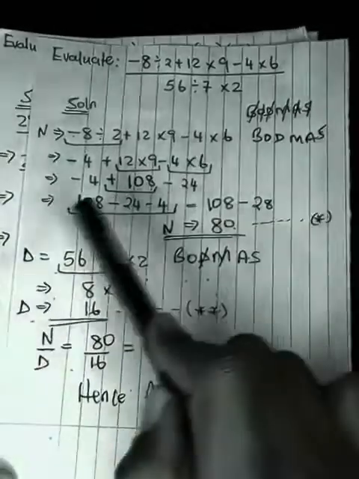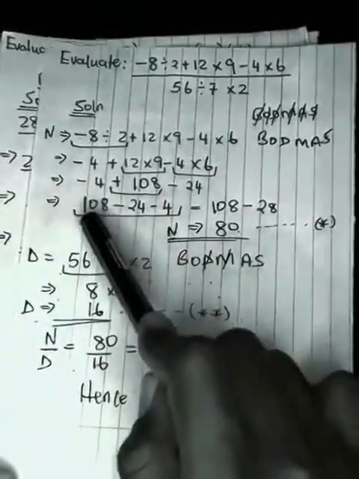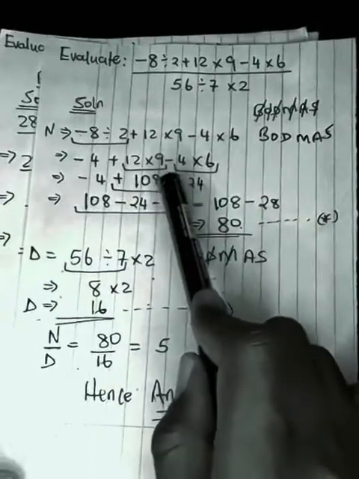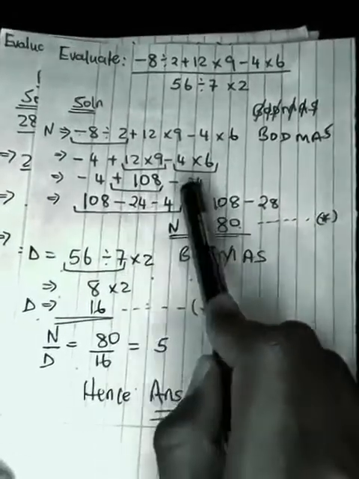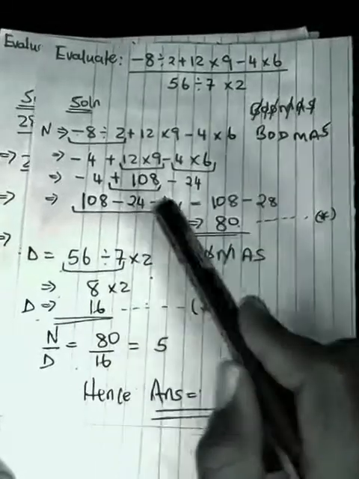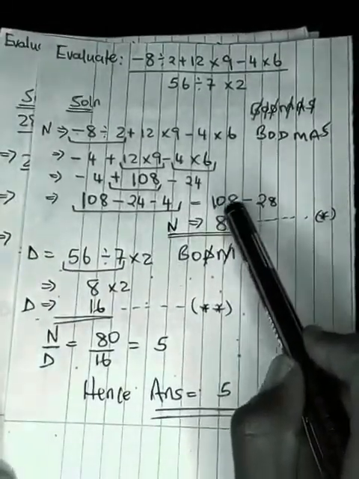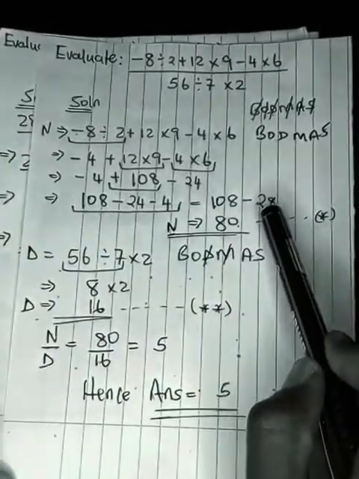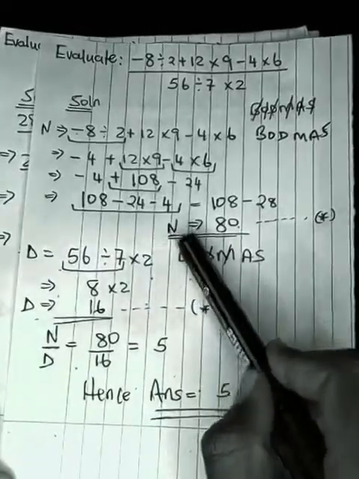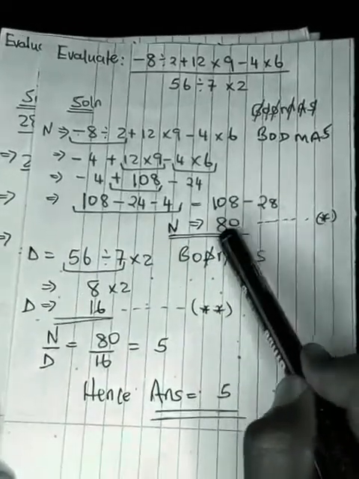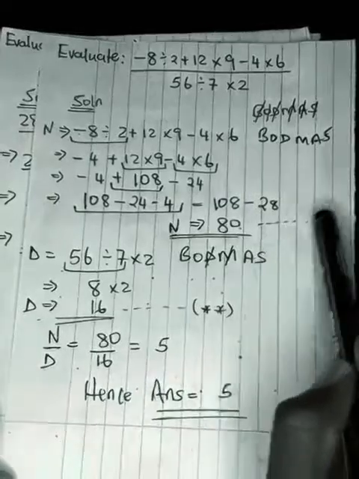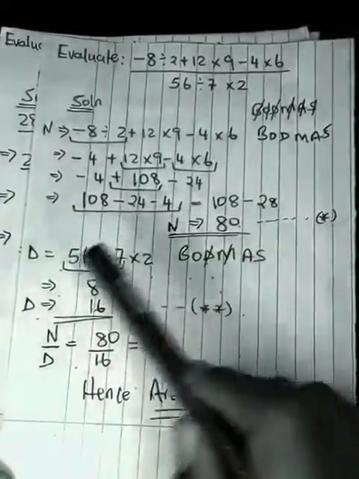And there is addition. You rearrange the numbers to begin with addition. So we shall begin with 108 minus 24 minus 4, which in other words is just 108 minus 28. And you'll find the value of the numerator is 80. You label that as star.